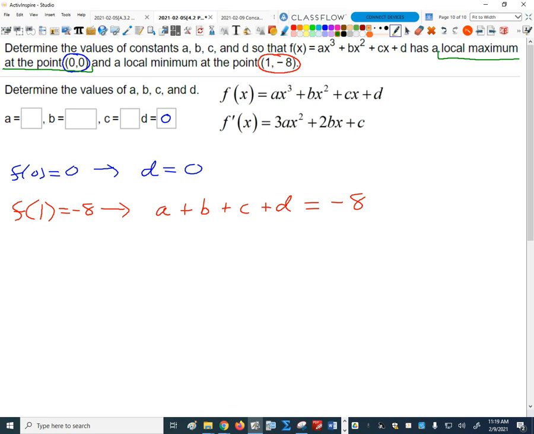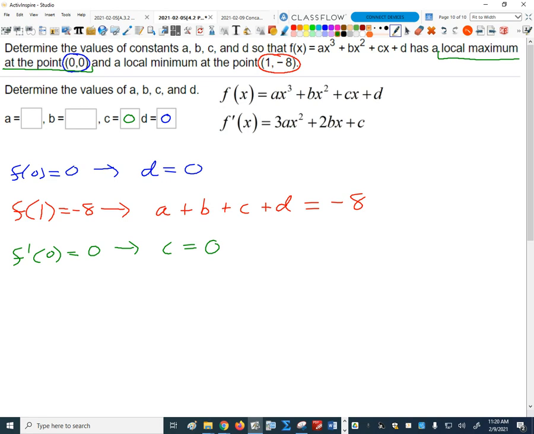Well, the fact that this is a maximum, I have a local maximum at the point 0, 0. What's that telling me? That's telling me that f prime of 0 has to equal 0, right? Has to be a critical number there. So if I plug 0 into my derivative function, I'm going to get a 0 there, 0 there. All I'm left with on this side is a c, and f prime of 0 is 0, so I'm plugging a 0 in for that whole thing. So I know c is 0.